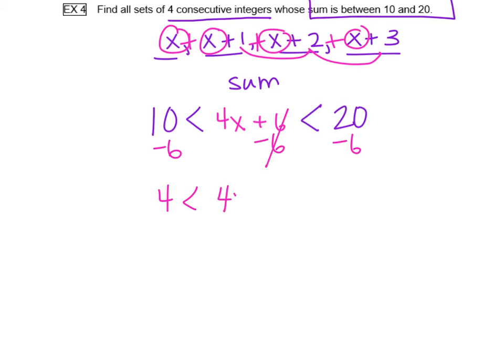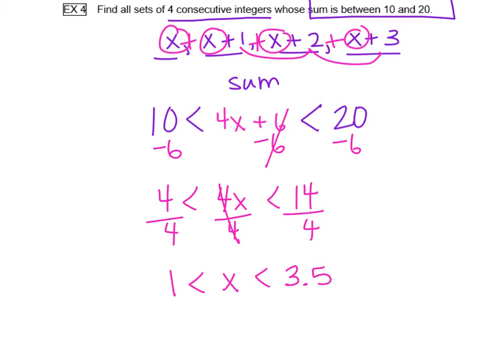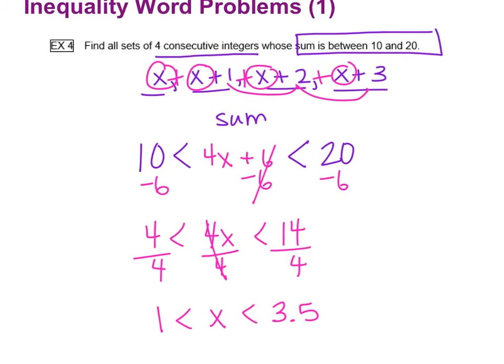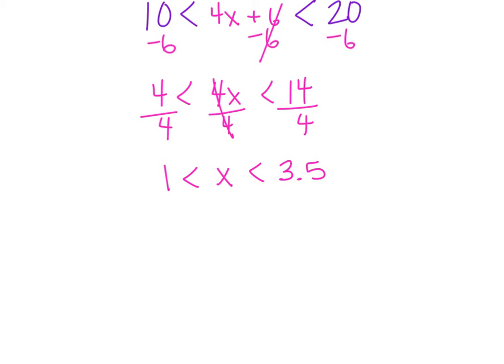4 is less than 4x, which is less than 14. Then go back to the middle where x is and divide by 4. So we have 1 is less than x, which is less than 3.5. Alright, so if you remember, this x that we're figuring out, that is the first number up here. It looks totally messy right now. It's the first number of our consecutive integers.